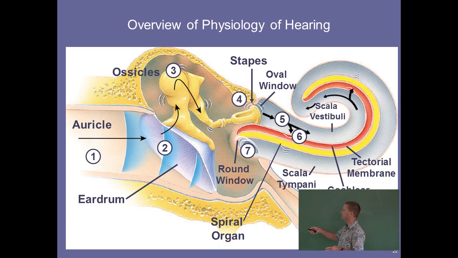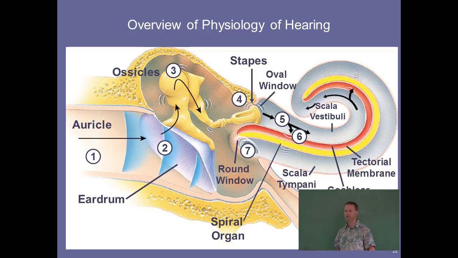It pushes on this oval window, which is a soft part of our cochlea, and the cochlea here is filled with fluid. And as this oval window is pushed upon by the stapes, it sets up a flow of fluid through here that will deform these two canals going through there. Now, before we go to the next slide, I want to point out something right here called the eustachian tube.